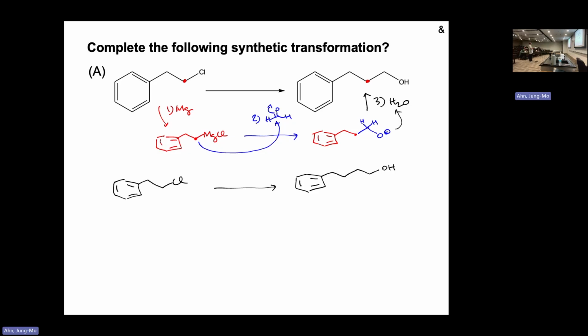But now, this one is 1, 2, 3, 4 carbons. You start with 2 carbons after benzene, now it is 4, which means that we added 2 carbons. We added 2 carbons, and then we make an alcohol here. So we cannot use the formaldehyde to make this, because the formaldehyde adds 1 carbon, not 2.